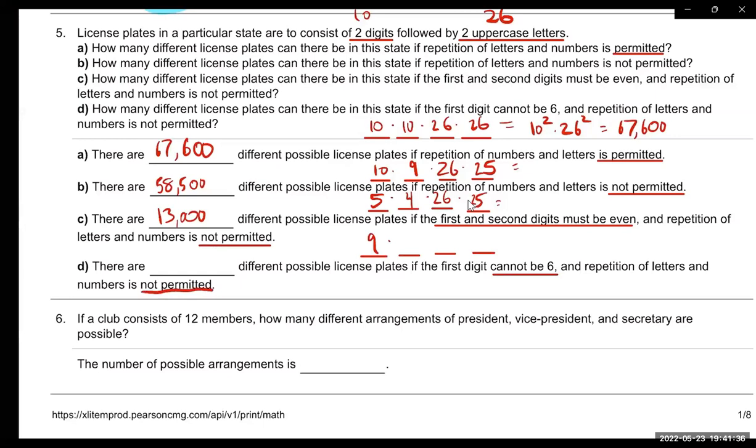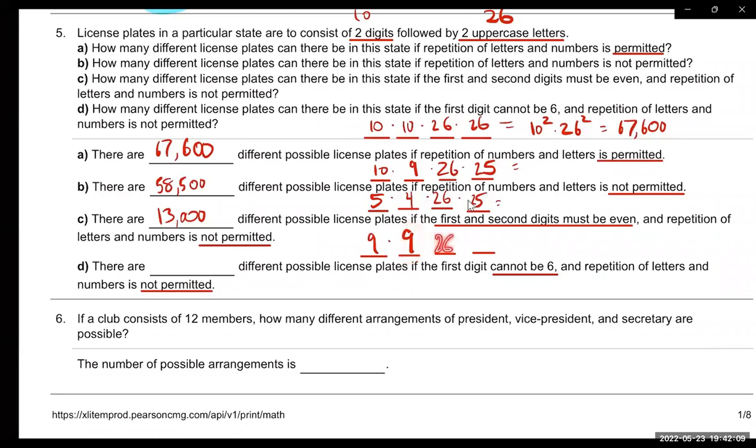Repetition is not permitted. So now you can choose 6 again, right? Now you're allowed to choose 6, but you can't choose the number that you chose first. So instead of having 10 possibilities, now there's only 9 possibilities. So once again, that's because you are allowed to choose 6, but you're not allowed to choose the one that you chose over here because you're not allowed to repeat. So now there's 9 possibilities for the second number.